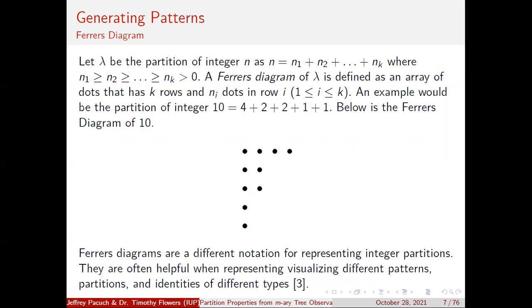So a Ferrers diagram is another classic way to visually represent partitions. For example, here on the page, I have integer 10. So integer 10 can be represented as 4 plus 2 plus 2 plus 1 plus 1. And if we represent it as a Ferrers diagram, we can list this as an array of dots. And we can see we have 4 dots in the first row, and then we have 2 dots, 1, and 1. Again, this is another common representation for how we represent integer partitions.